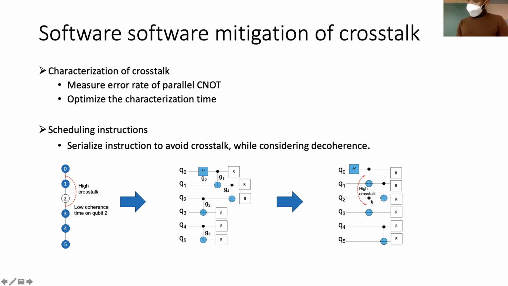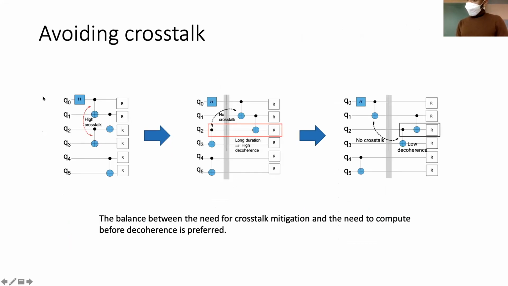So in order to avoid this crosstalk, we serialize these operations. For example, if we insert a barrier here, since those two operations are not applied in parallel, there won't be any crosstalk. But the problem is that qubit 2 has a low decoherence time, and we're applying this gate for a long time, so the information might be lost. So there's a trade-off between decoherence and crosstalk.